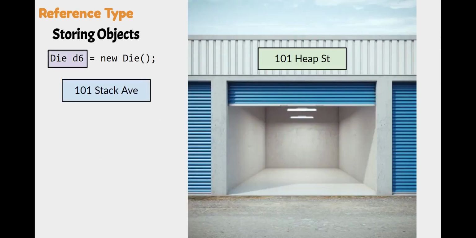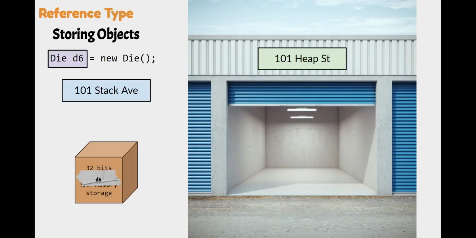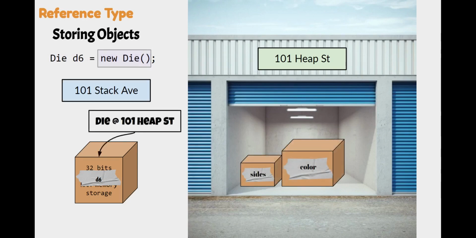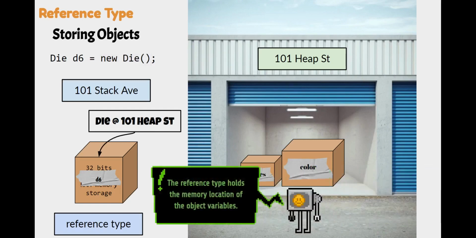So when we declare an object of type die and give it the name D6, we do get a location in stack memory and we do put the label of D6 on it. When we call the constructor, we build the member variables over in heap memory. And then we take that memory address and we store it in the variable that is in stack memory. And that memory is called a reference type. The reference type holds the memory location of the object variables.